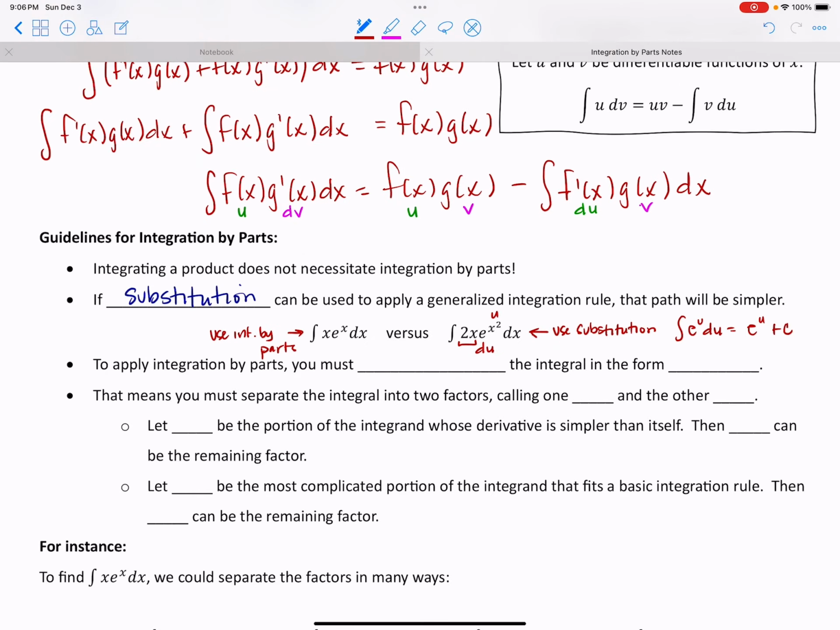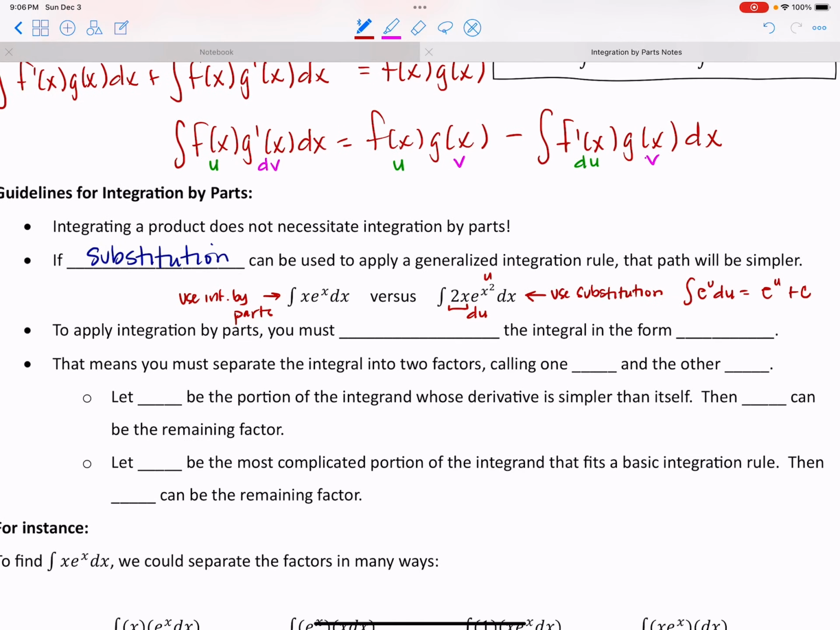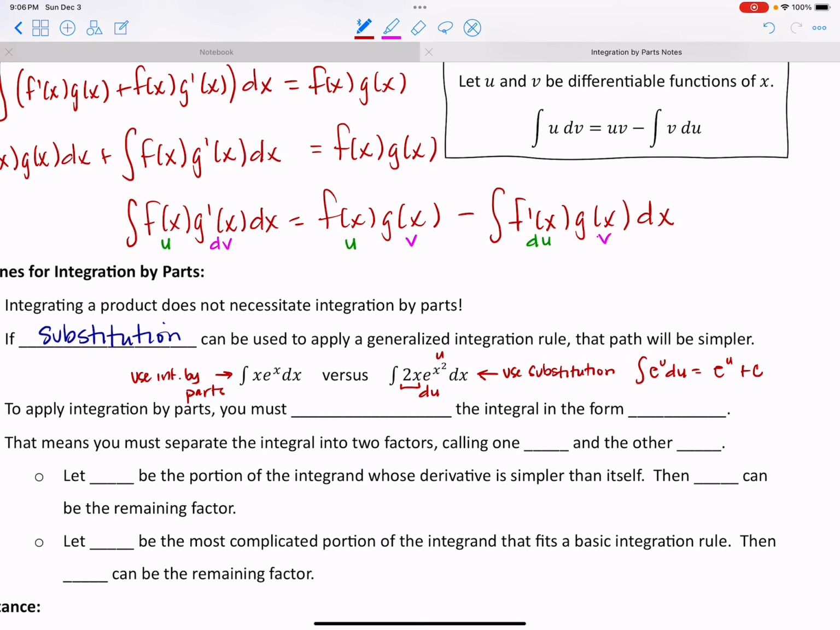Okay, so again, if we're going to try to use integration by parts, we have to recognize what we have. We need a product of two things, a function and a derivative of a function. So I need to recognize the product, and then I need to rewrite my integral so that I define one piece of my integrand as a function, and then dv, that's the derivative of some other function.